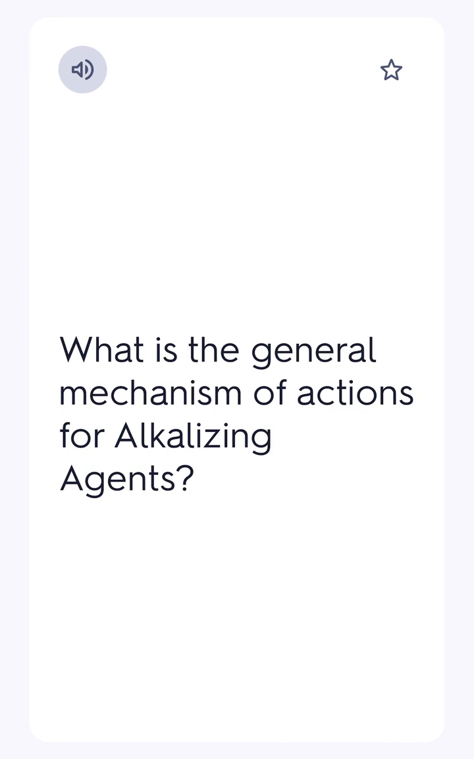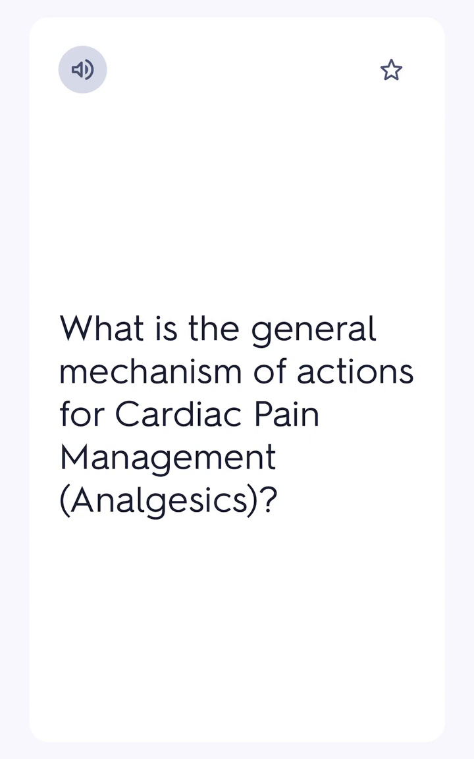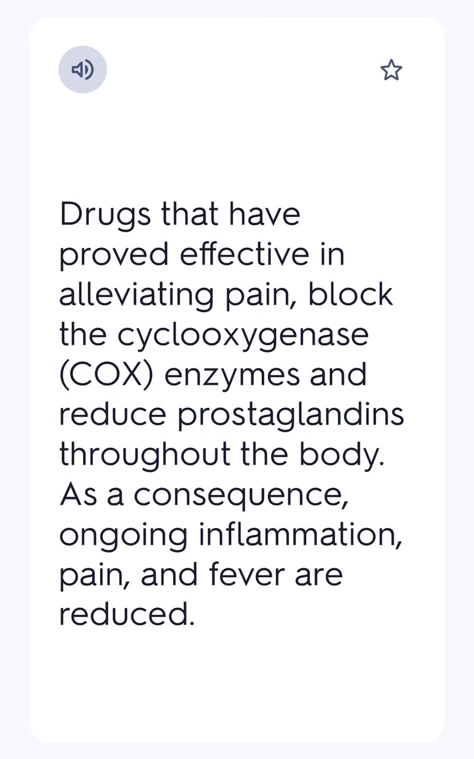What is the general mechanism of action for alkalizing agents? Used to buffer the acids present in the body during and after cardiac arrest. What is the general mechanism of action for cardiac pain management? Drugs that have proved effective in alleviating pain, block the cyclooxygenase enzymes and reduce prostaglandins throughout the body. As a consequence, ongoing inflammation, pain, and fever are reduced.